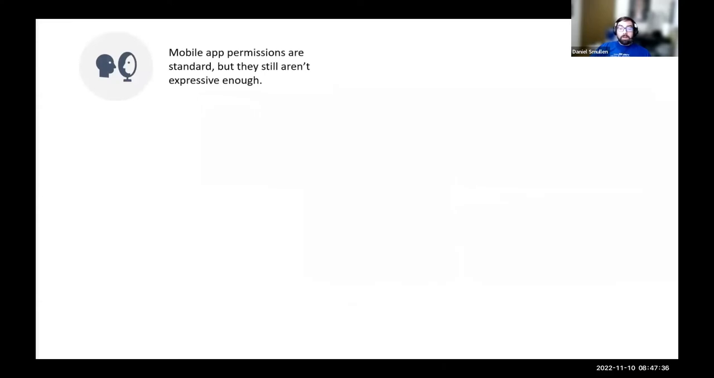So let's recap a little bit here, and then I'll wrap up. So mobile app permissions, they're standard actually, right?